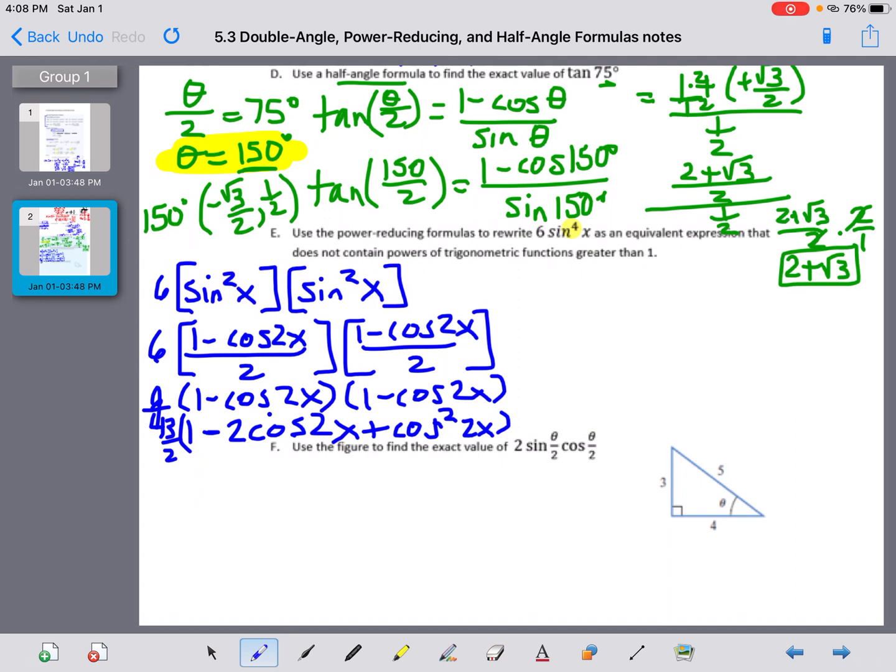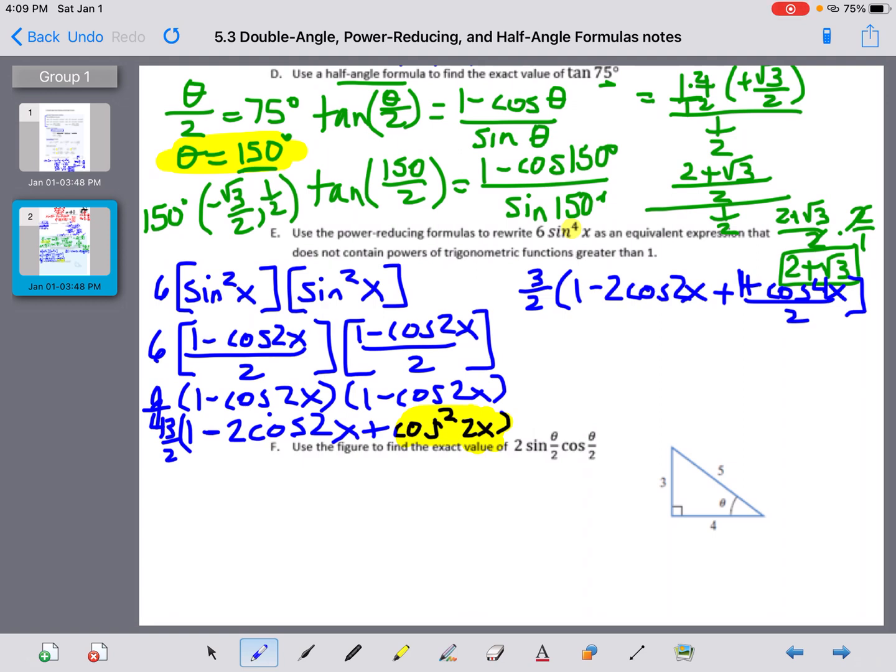All right. I have one issue here. I still have a power, okay? So I'm going to leave my 3/2 out front. The 1 stays the same, the 2 cosine 2x stays the same, and I'm going to power reduce that cosine squared of 2x, okay? If I use the power reducing on that one, it says that I get 1 plus cosine, and this is super important to realize. When you look at that power reducing, it doubles the angle. This angle was 2x. We're going to double that to 4x, all over 2. Okay?